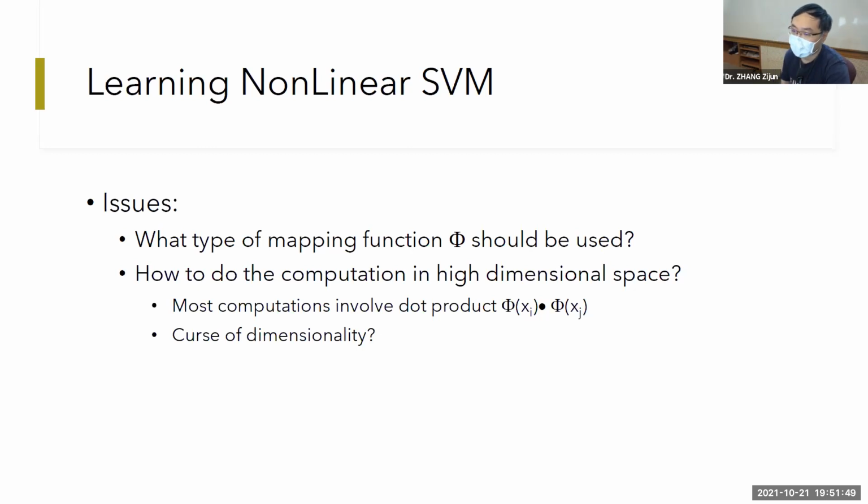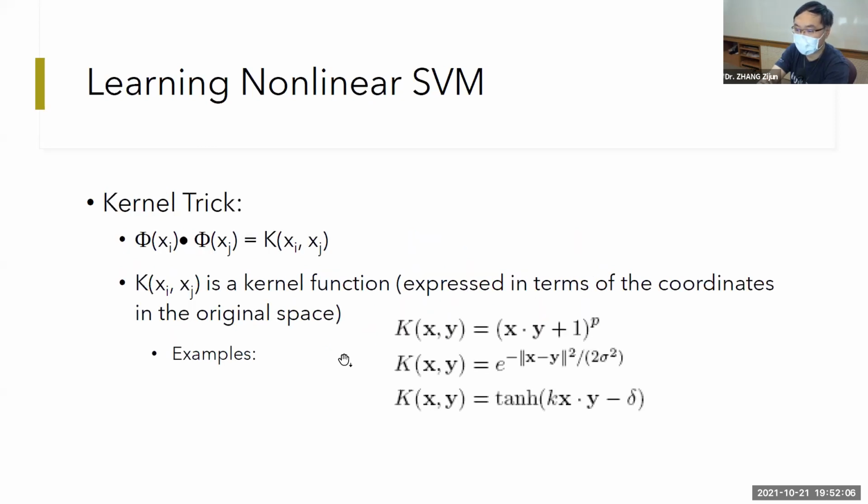And how to do the computation in high dimensional space? Most computation involves the dot product of the kernel. And curse of dimensionality, you need to determine the best dimension to control the dimensional space. Okay, so this is the kernel trick. Here are some of the kernel functions: polynomial, Gaussian, and hyperbolic tangent for SVM.